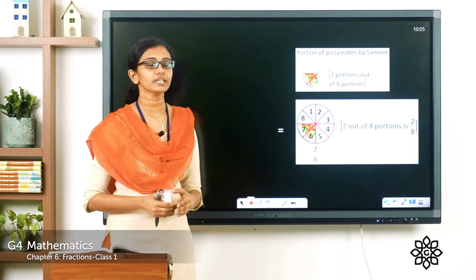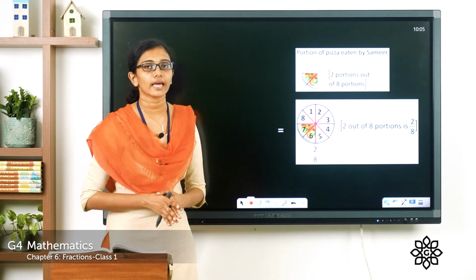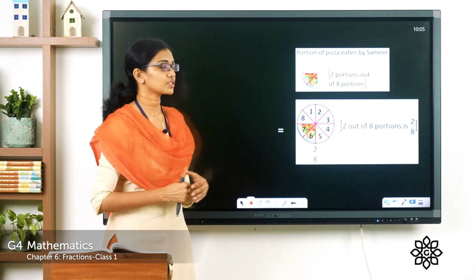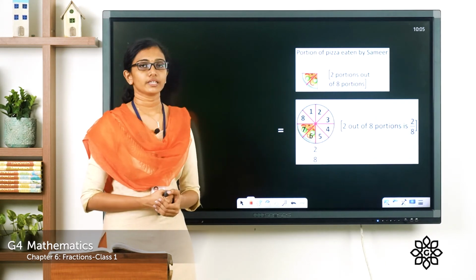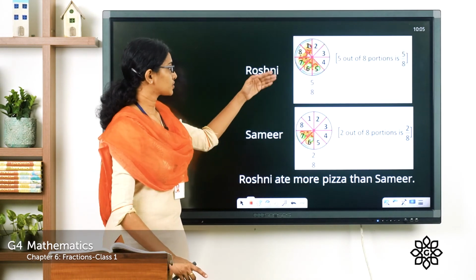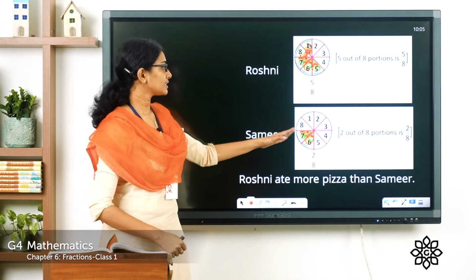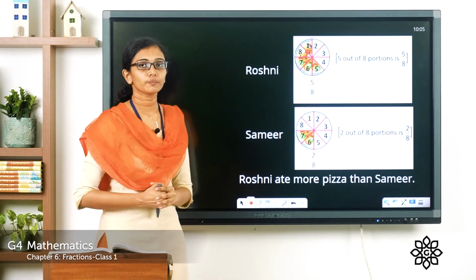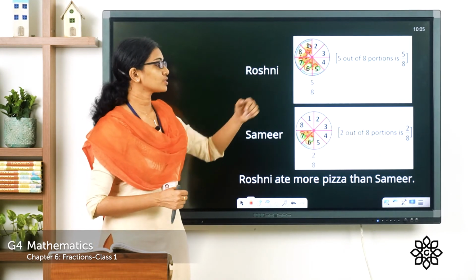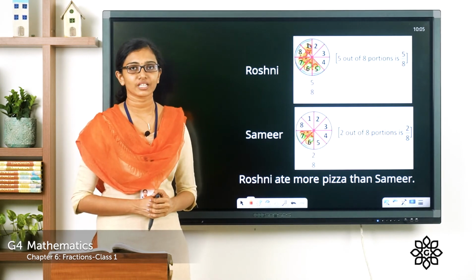And what about Samir? Samir ate 2 portions out of the total 8 portions. So the fraction of pizza that Samir ate is equal to 2 by 8. So let's look at the pictures once again. This is the fraction of pizza that Roshni ate, and this is the fraction of pizza that Samir ate. So who ate more pizza? It's clear. Roshni ate more pizza than Samir. So I hope this example is clear to you.